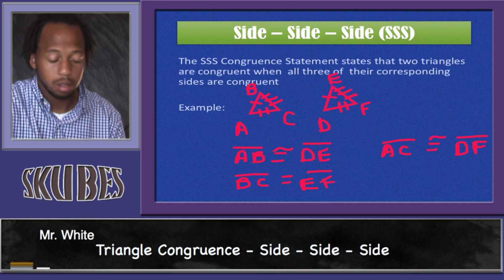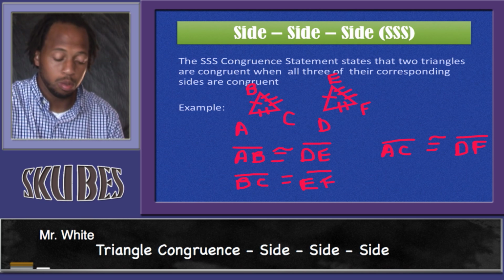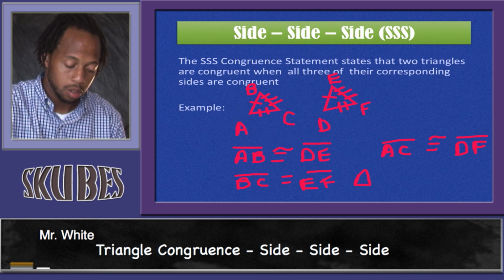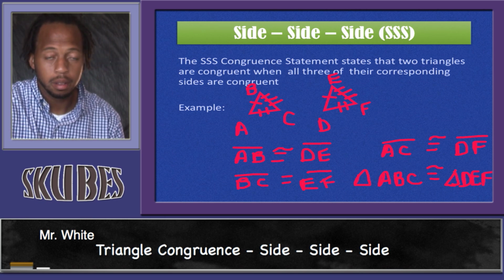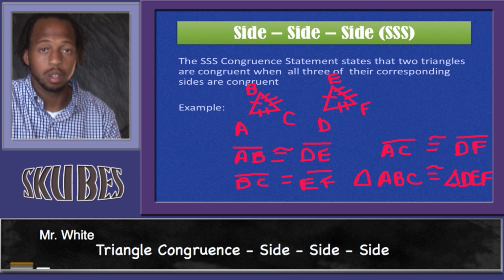And because these 3 statements are true, triangle ABC is congruent to triangle DEF by the side, side, side congruent statement.